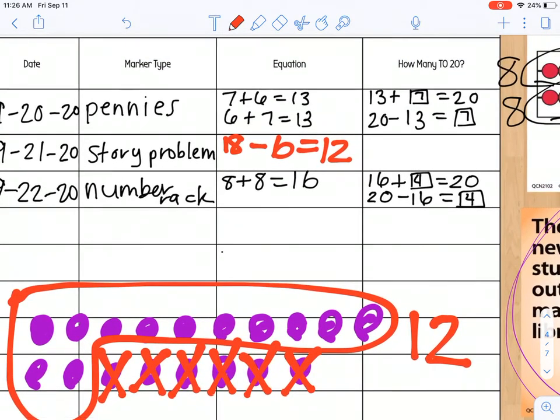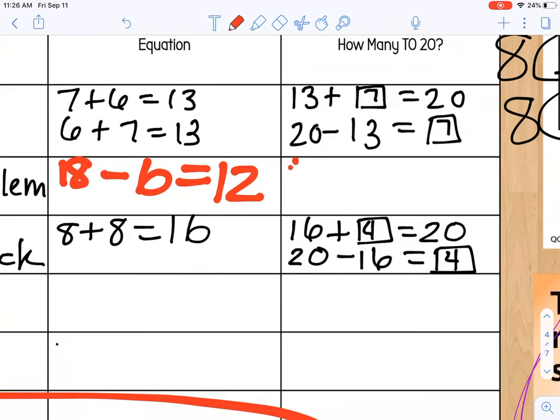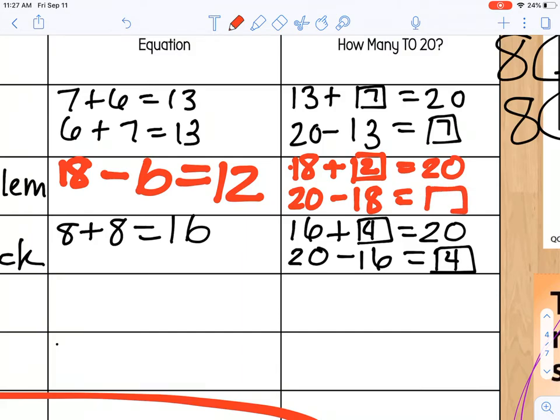Okay, the other thing we need to decide is how many to 20. So we know that we have 18, right? We have 18. Plus some more would get us to 20 books in all. How many more books would we need to have 20? Yes, we would need 2 more books. So we could write that like 18 plus 2 equals 20. We could also start with the 20 total books that we're going for, take away the 18 that we have so far to find that we would need 2 more.